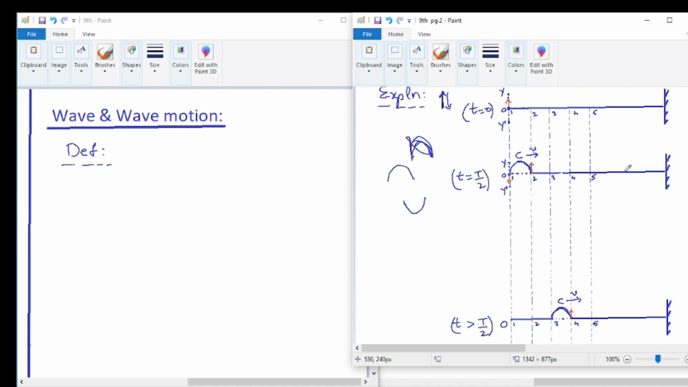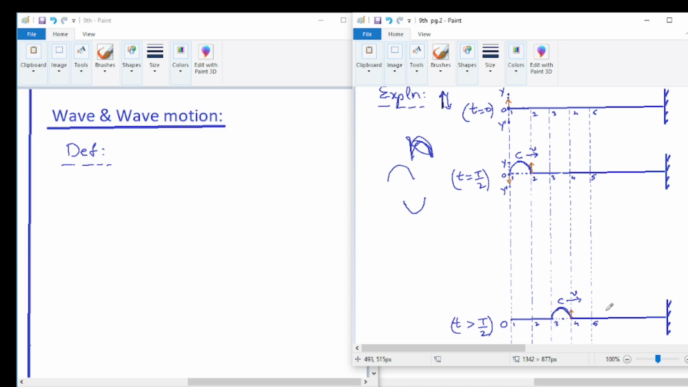So the string through which the disturbance is moving is also called the medium, which is actually helping the disturbance to move. If there is no string here, the disturbance will not be moving. So the string is present here. Along the string, the disturbance starts moving. So along this string, or along this medium, the disturbance starts moving with a definite velocity.